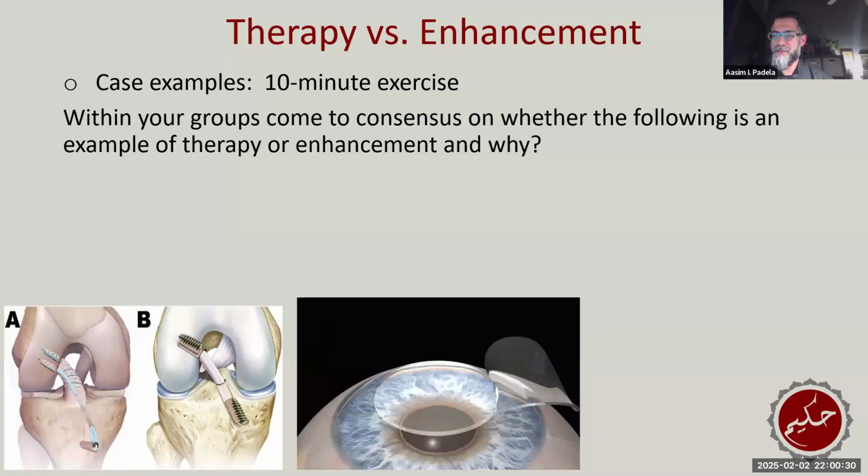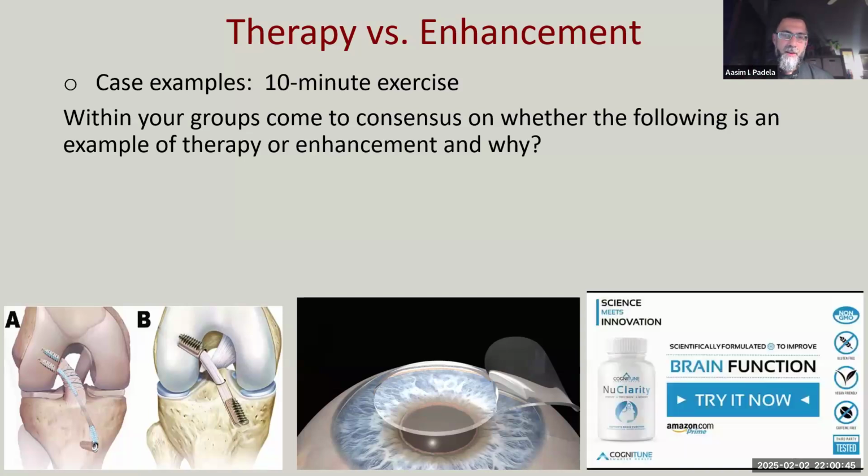The second is LASIK surgery, right? So now you're going in and, let's say, shaving off part of the cornea so people can return to a certain type of visual acuity. And the third here would be taking supplements for brain function, scientifically formulated to improve brain function. Right? So science meets innovation. You can get this on Amazon. And would you take supplementation? So is this now enhancement?